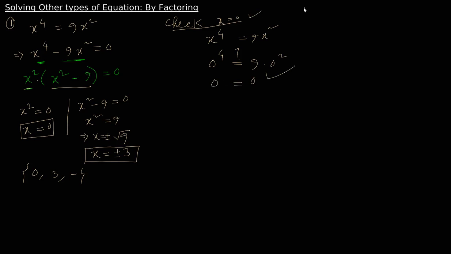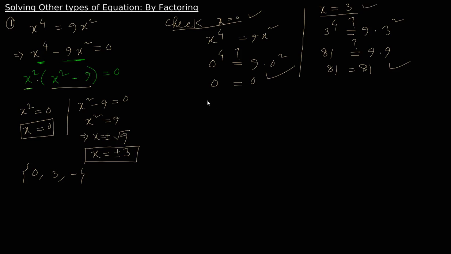Okay, now let's check x equals positive 3. If I check x equal to positive 3, so 3 power 4, and I do not know if it is going to be equal or not, 9 times 3 square. Okay, 3 power 4 you can see will be 81. I do not know equal or not. So 9 multiplied by 3 square is 9 times 9. So 81 is actually equal to 81. So that means x equal to 3 is correct.